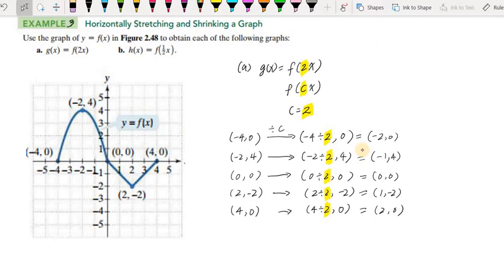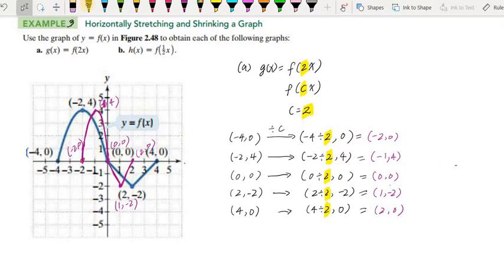So we just graph this. We're going to have -2, 0. And then we also need -1, 4, 0, 0. And then 1, -2, 2, 0. So I'm going to graph this. I'm going to try my best. So that is for our part A. I just plug in the points and then graph it.